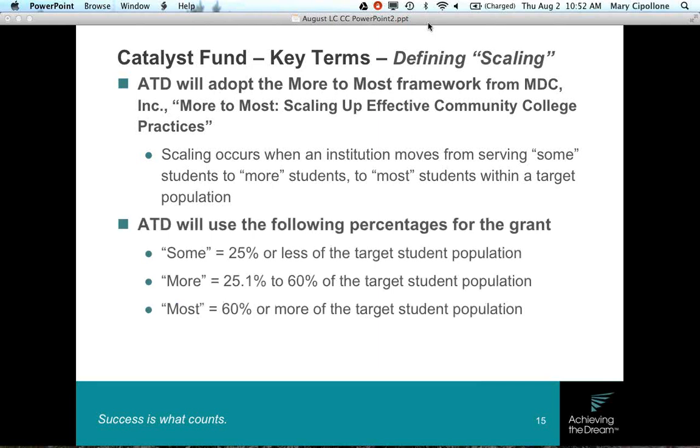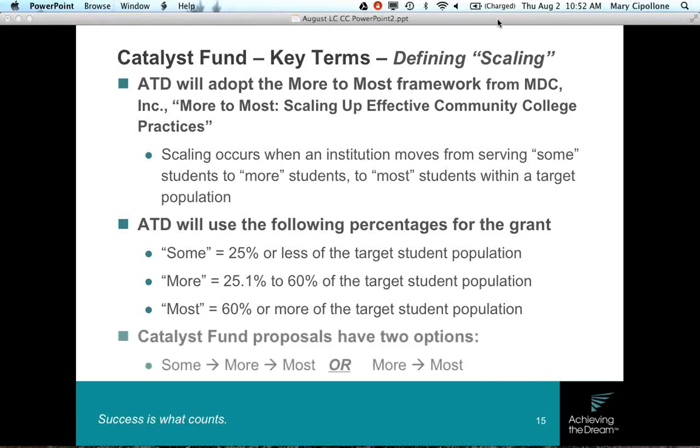As you will see on the slide, Achieving the Dream has taken the More to Most framework and applied percentages to it for the purpose of the Catalyst Fund. Scale will be considered when the intervention or group of interventions is serving 60% or more of the target student population. So colleges can propose to scale interventions based on the percentage of the target student population the interventions are currently serving. That is, a college may currently be serving 25% or less of a target student population and would therefore propose to scale this intervention to serve more students within the target population, with the ultimate goal of serving most students within the target population.